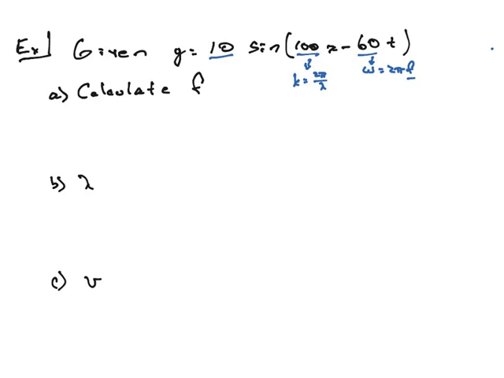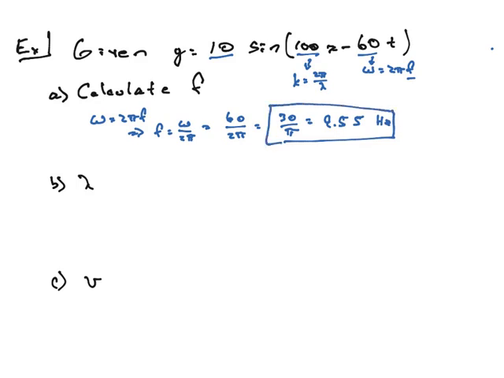Well, there's frequency sitting over there. So I know omega is 2 pi f. So f must be omega divided by 2 pi, which is 60 in this case, divided by 2 pi, 30 divided by pi. Now, of course, if I want the actual decimal answer, I can do that. That would give me 9.55 hertz. So either one of these numbers is fine.